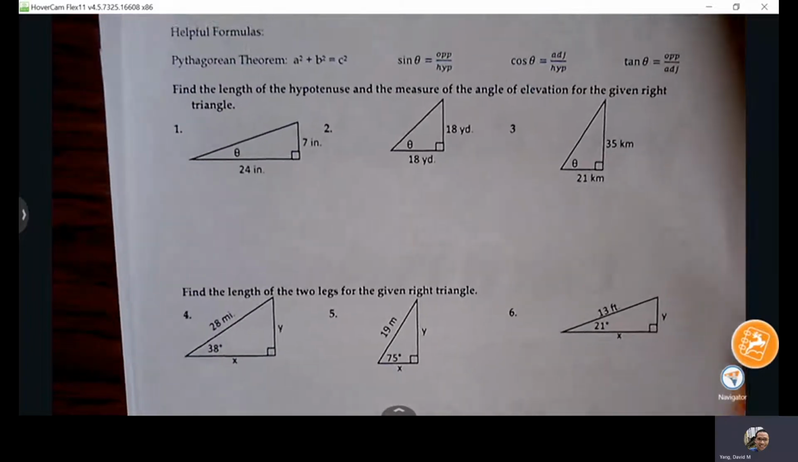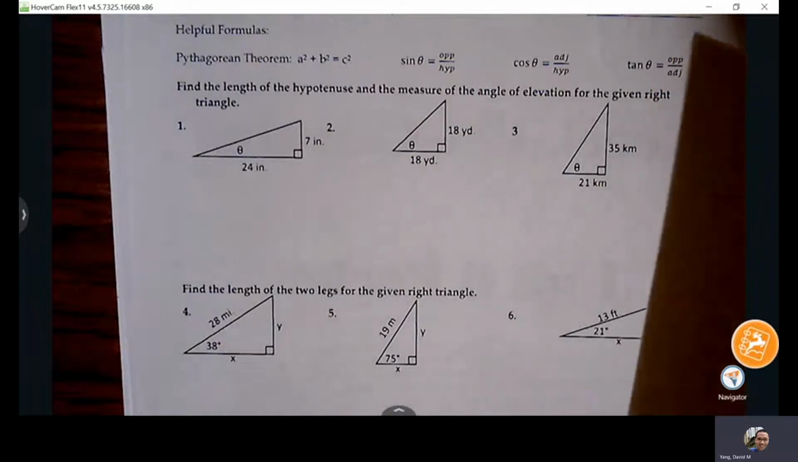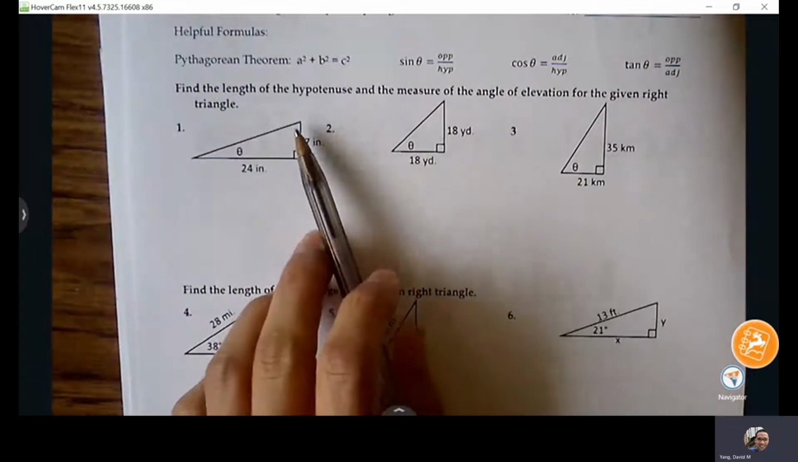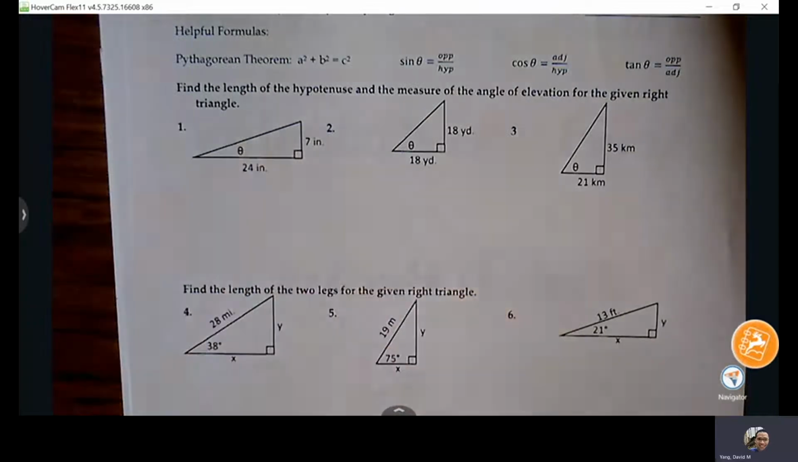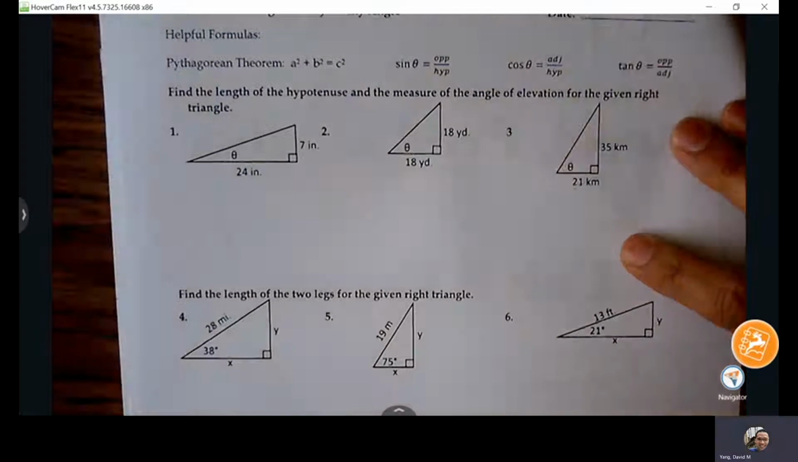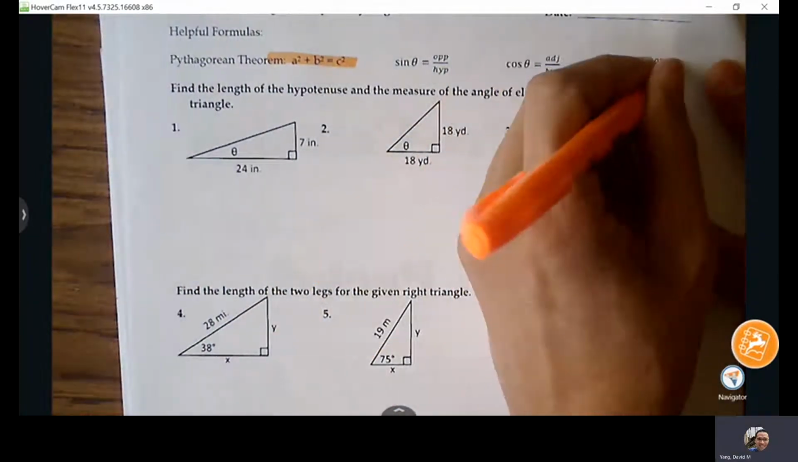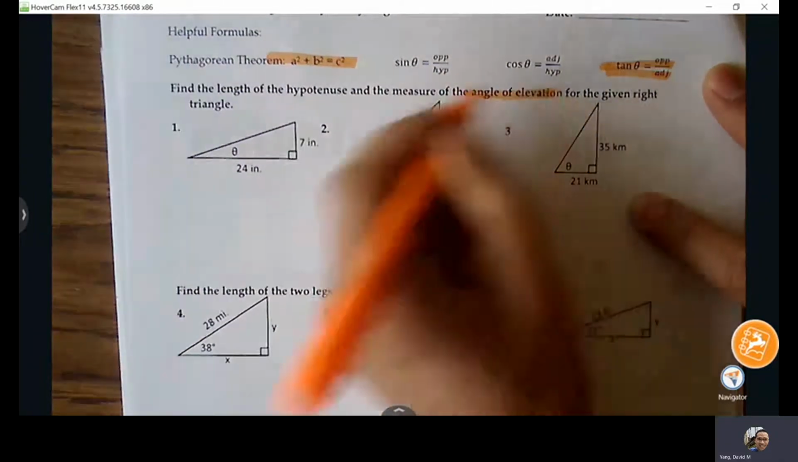Starting with number 1, find the length of the hypotenuse and the angle of elevation. Anytime we want to find the angle, we're going to be relying on tangent, because tangent gives us that slope relationship. We'll be using the Pythagorean theorem to find the length, and then we'll use tangent to help us find the angle of elevation.